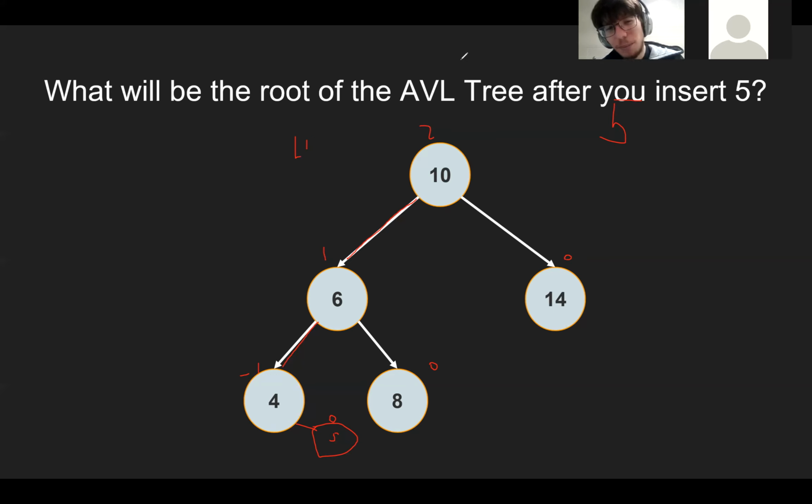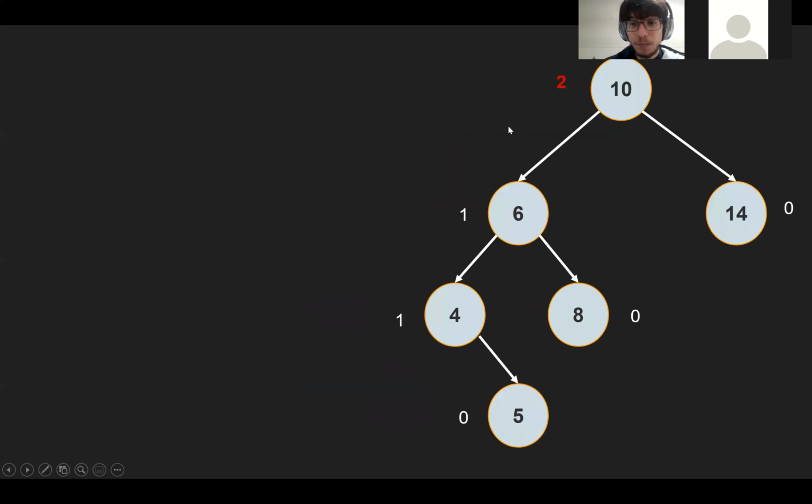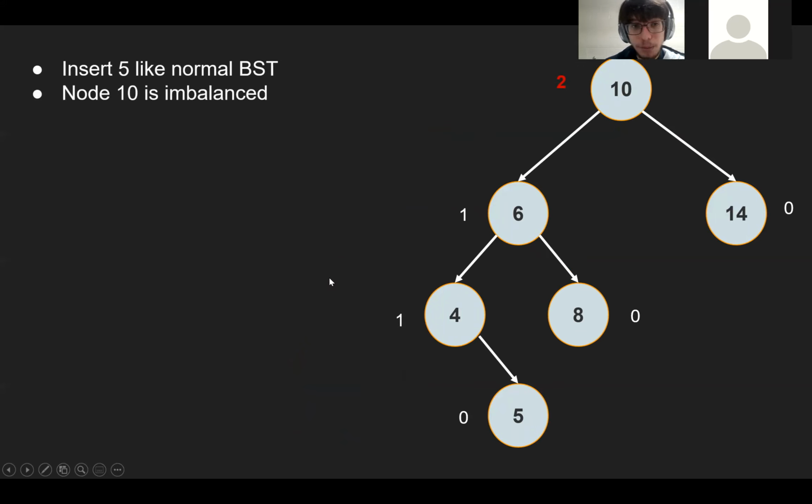It's a left imbalance. So we need to do a right rotation about 10. And when we do the right rotation, what that means is we're doing like this. So let's see an animation of it on the next slide. So first we have the balance factors. Insert 5 like normal, and 10 becomes unbalanced.